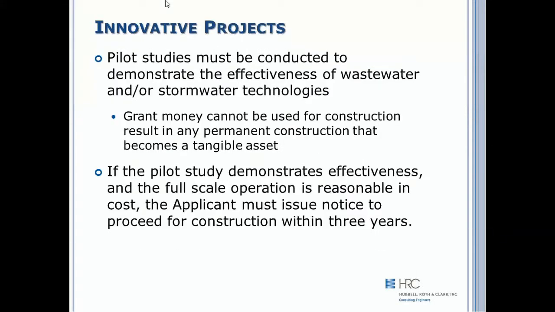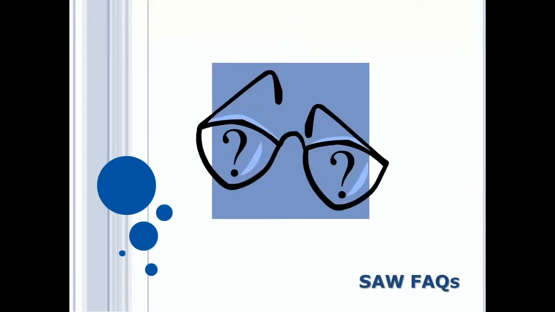And like I said, pilot studies need to be conducted to demonstrate the effectiveness of wastewater and stormwater technologies. And grant money cannot be used for construction that results in any permanent construction or becomes a tangible asset. If the study demonstrates effectiveness and the full-scale operation is reasonable in cost, then the applicant must issue a notice to proceed to construction within 3 years.